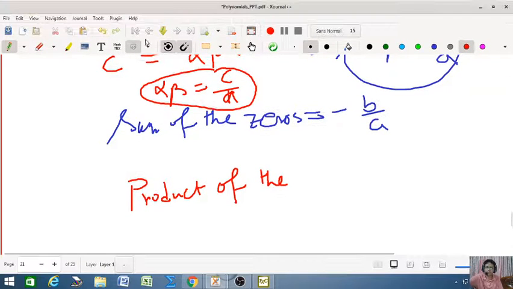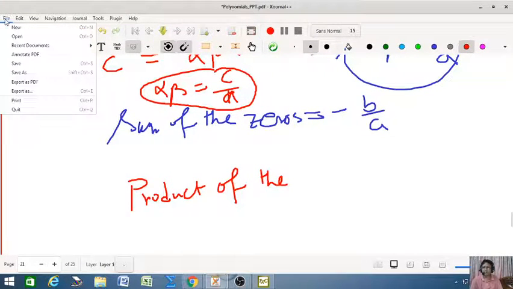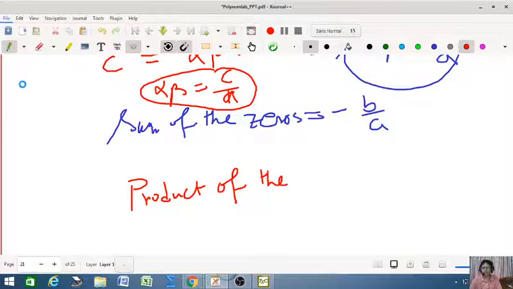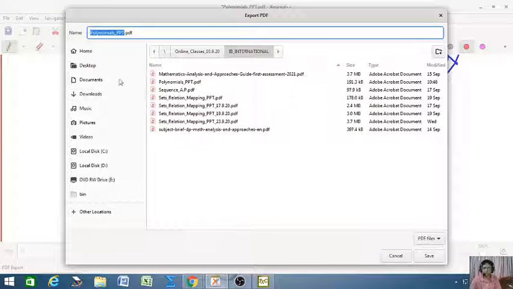Let me save the document. Just a second, otherwise there might be some problem with saving. Today is 26th.